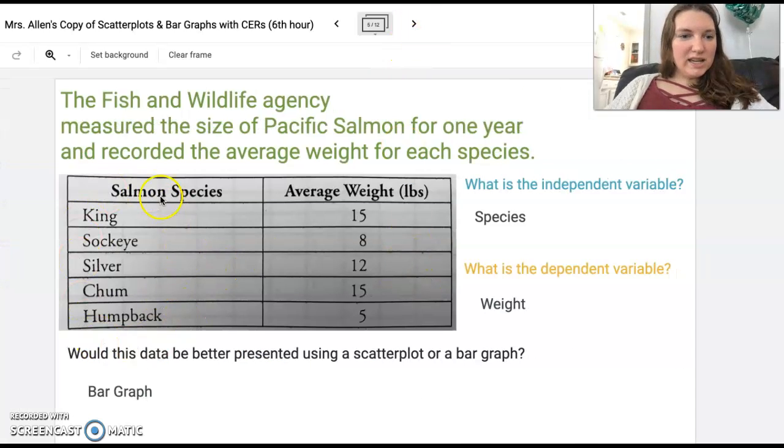So in this one, the independent variable is the salmon species, because that's the thing that the scientists are deciding. This is what we're going to look at, or how we're going to categorize the things we're looking at, and this is what our results are, the different heights, okay?